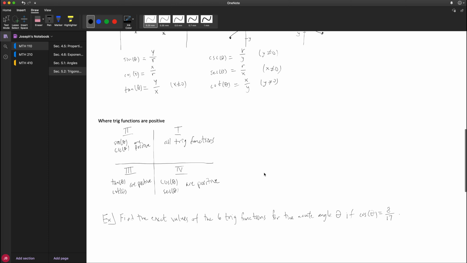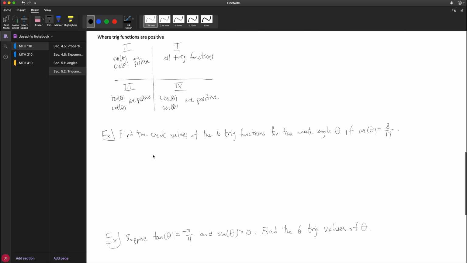So we'll leverage that in just a minute, but let's first do this example here. Let's suppose that I know that the cosine of theta is 8 over 17, and my angle is acute, which means I have something like this, and now the cosine of this angle is 8 over 17. I want to know the other 5 trig values associated with this angle. Well, I get one automatically for free, and that is the secant theta. I just flip it upside down, so 17 over 8.